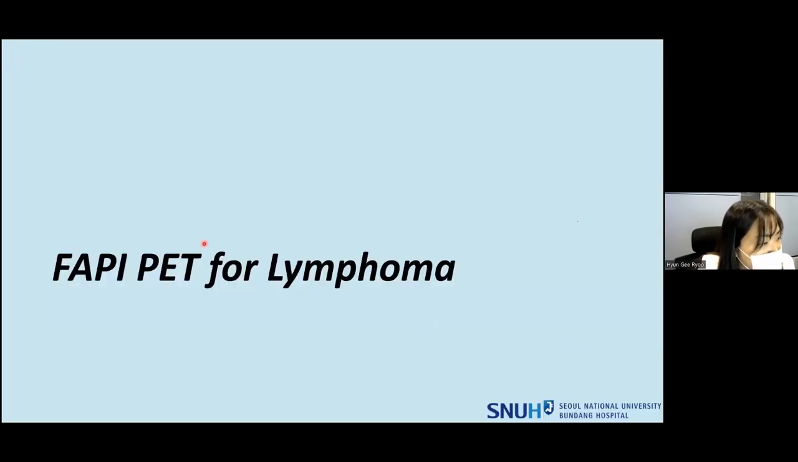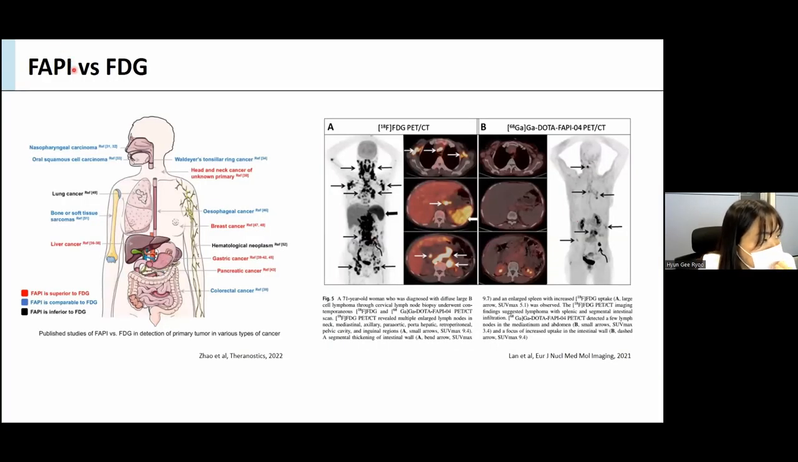And also, I would like to briefly introduce FAPI PET for lymphoma. As you know, FAPI PET is a new PET tracer agent, which targets fibroblast activation protein, which exists in cancer-associated fibroblasts. So it shows a very emerging role in oncology imaging. However, some articles say that FAPI PET has a limited role in evaluating lymphoma.